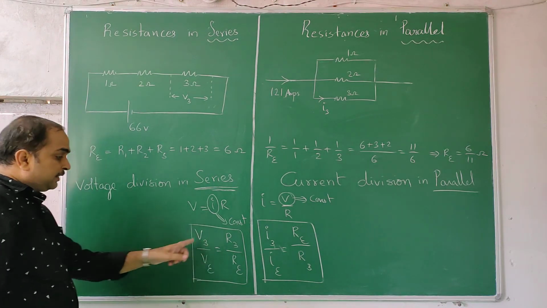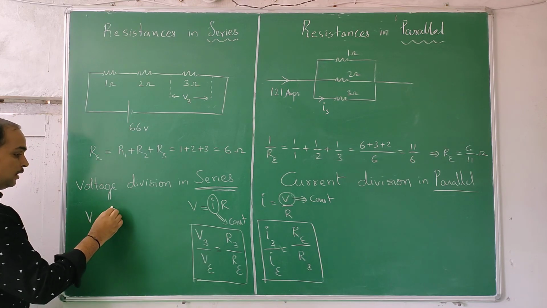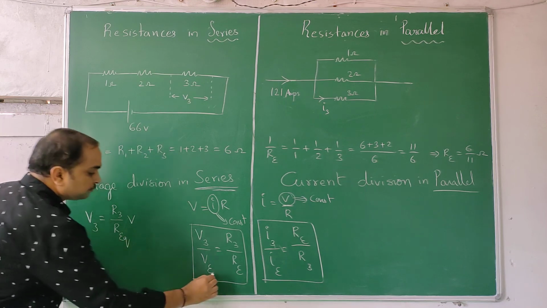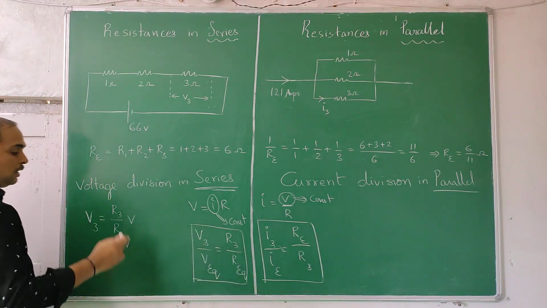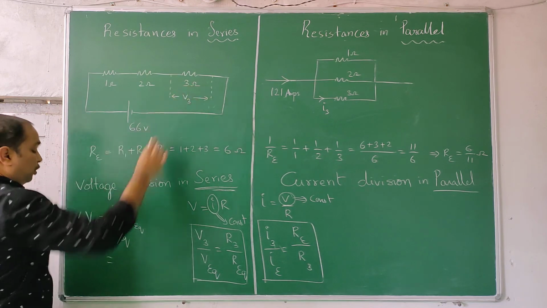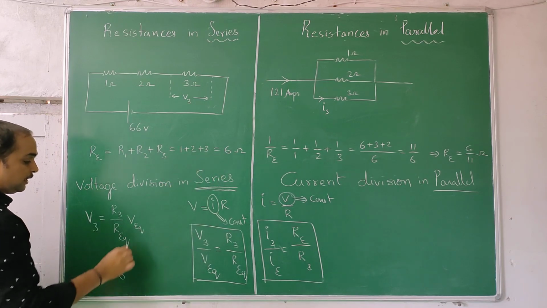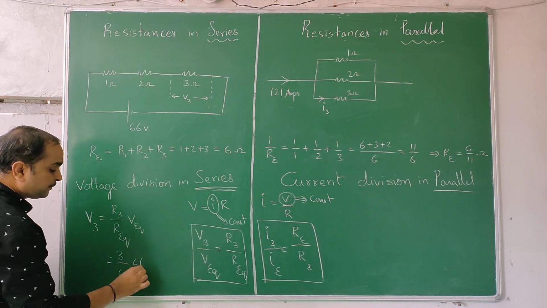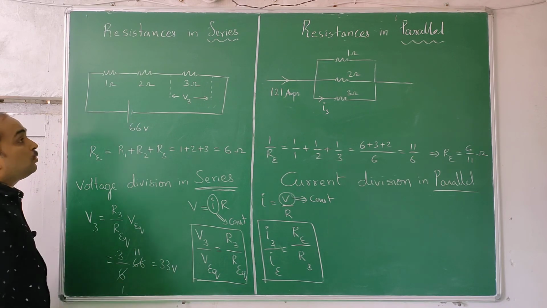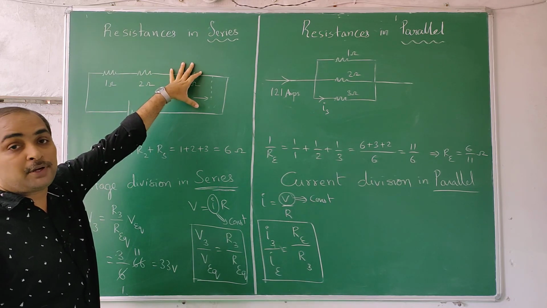So now I am finding V3 here. V3 is equal to, cross multiply here, R3 by R equivalent into V equivalent. What is R3 in this? 3 ohms. But what is R equivalent? 1 plus 2 plus 3, that is 6. Into V, what is V equivalent? 66. 6 1s are 6, 11 3s are 33. So the voltage across this, without finding the potential difference, directly I can find the potential difference there.